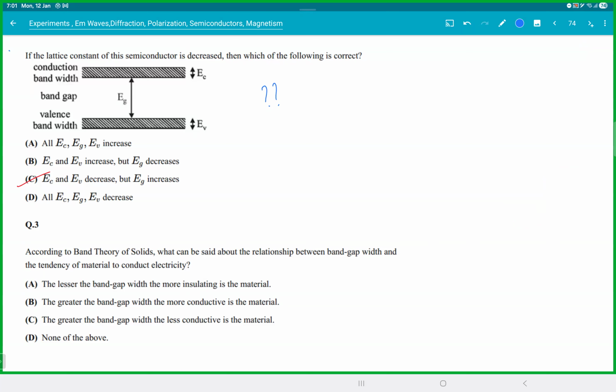According to the band theory of solids, what can be said about the relation between the band gap width and the tendency of a metal to conduct electricity? Yeah, the lesser the band gap, the more easily electrons can jump, so the metal becomes conducting. So lesser the band gap, more insulating. Wrong. Greater the band gap, wrong. See? If you have a small band gap, it means it's conducting. If there is a big band gap, it is an insulator.